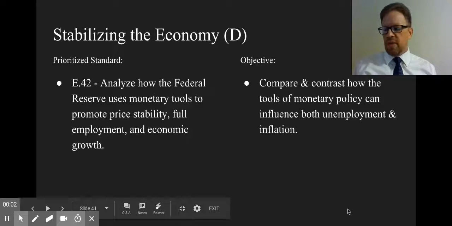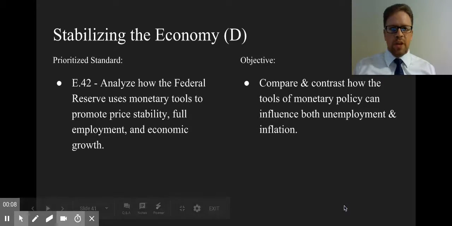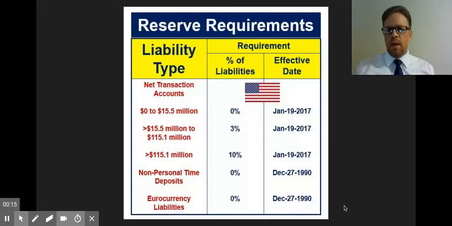Hello, this is Stabilizing the Economy, Section D, Tools of Monetary Policy. Our prioritized standard is Economic Standard 42. Objectively, we're going to compare and contrast how the tools of monetary policy can influence both unemployment and inflation.